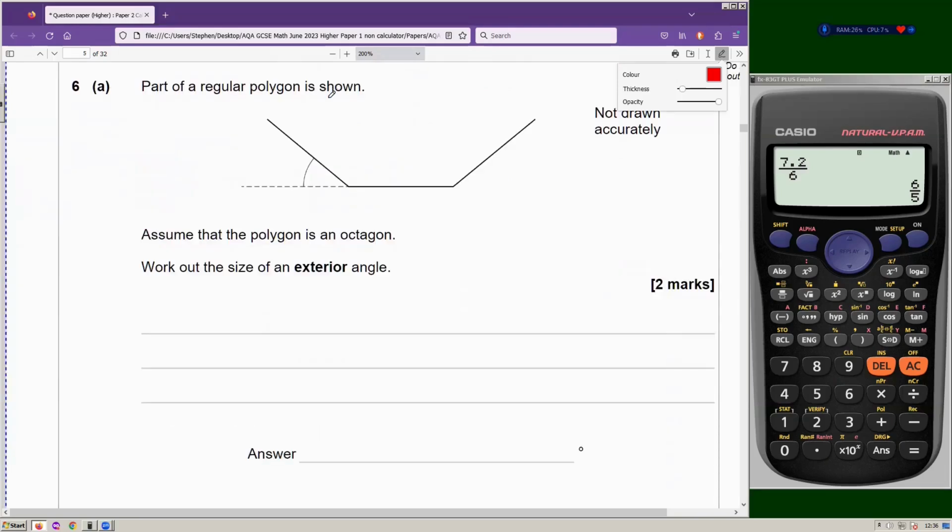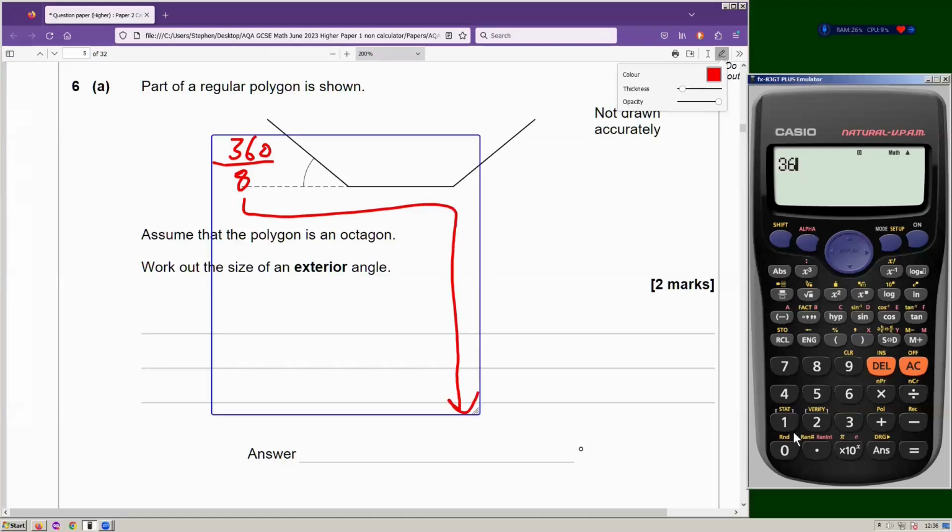Part of a regular polygon is shown. Assume that the polygon is an octagon. Work out the size of the exterior angle. Well, it's just going to be 360 divided by 8, because we've got 8 sides. So I'm just going to go like that, and I'm going to put our answer straight in here.